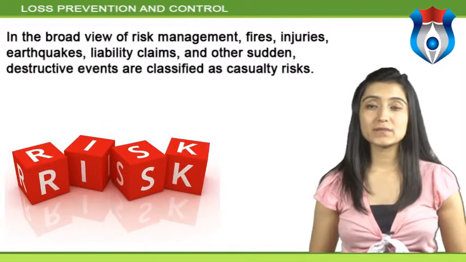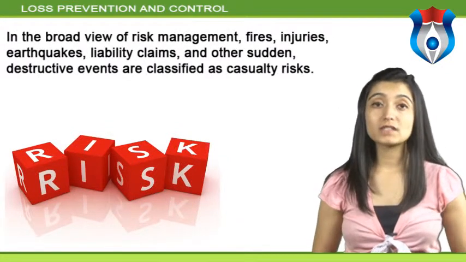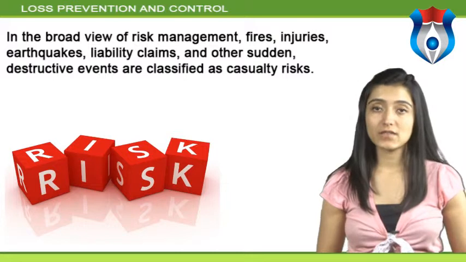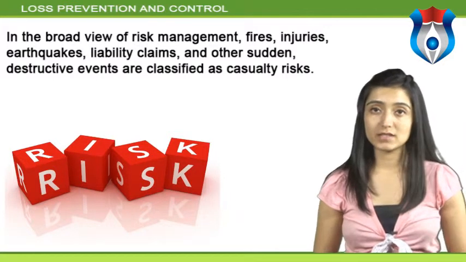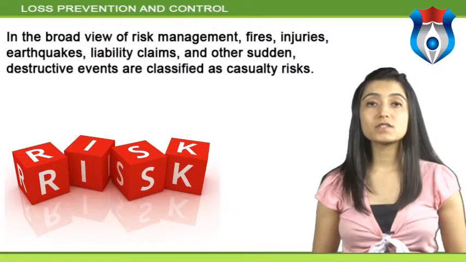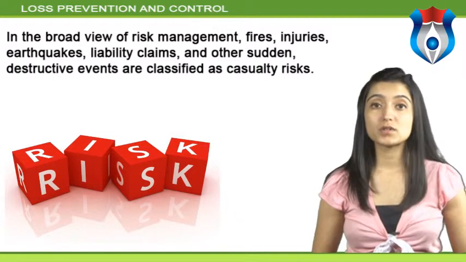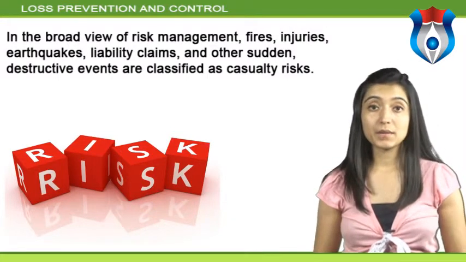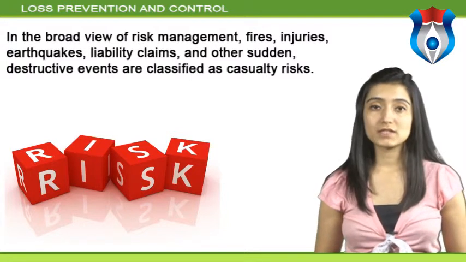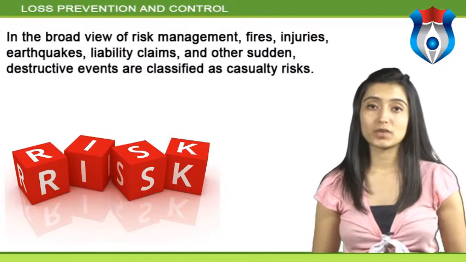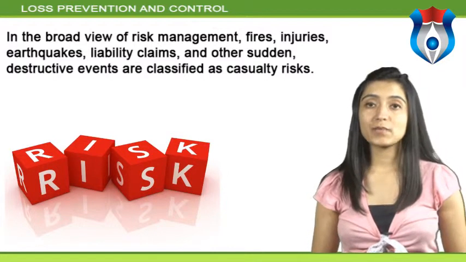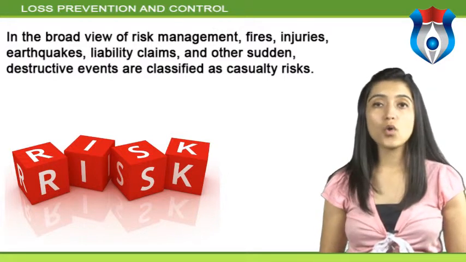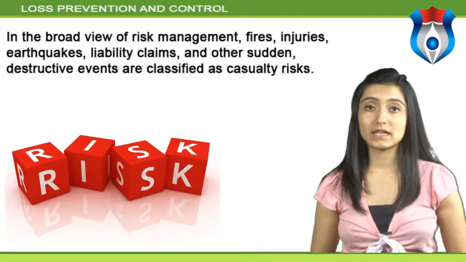In the broad view of risk management, fires, injuries, earthquakes, liability claims, and other sudden destructive events are classified as casualty risks. The categories of loss exposures within this broader interpretation of accidental loss include those arising from casualty risks, liquidity risks, market risks, political risks, and technological risks. Both safety management and insurance concentrate solely on pure risk situations that offer no opportunities for profit or other gain.